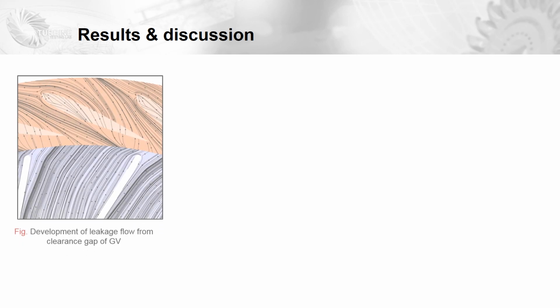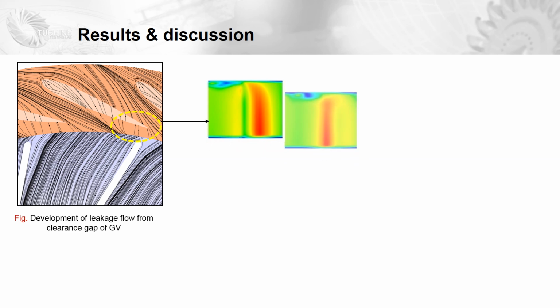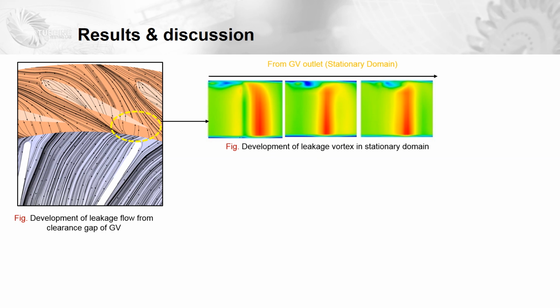Now let me talk about the results and discussion from the turbine simulation. As I already told, the leakage flow develops when the flow enters the clearance gap region and leaves the clearance gap. The leakage flow, while leaving the clearance gap, mixes with the main flow flowing in between the guide vane channel. This flow propagates in the stationary domain as shown in the figure, and these vortices can eventually reach the rotating runner, thus influencing the pressure oscillation in the runner.